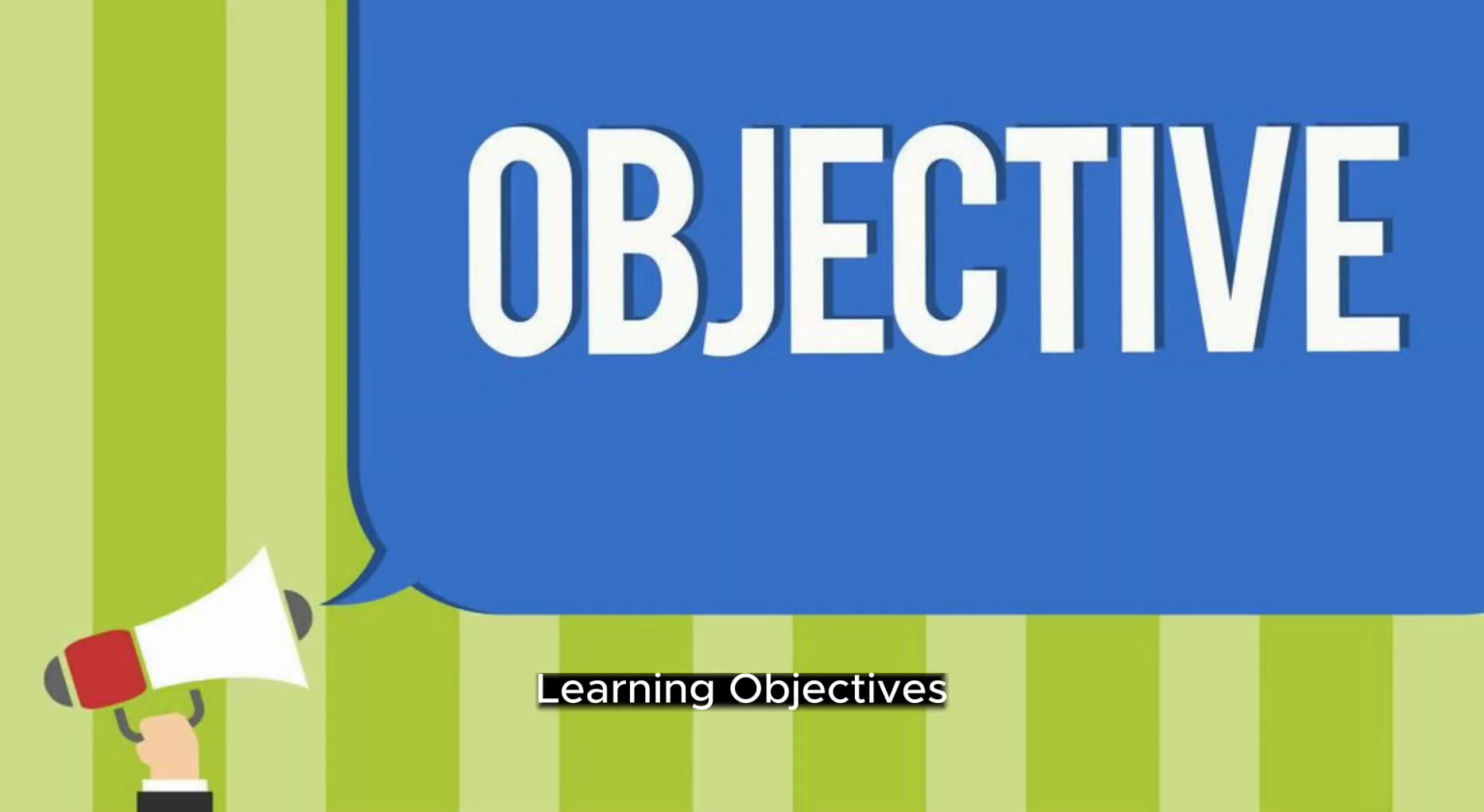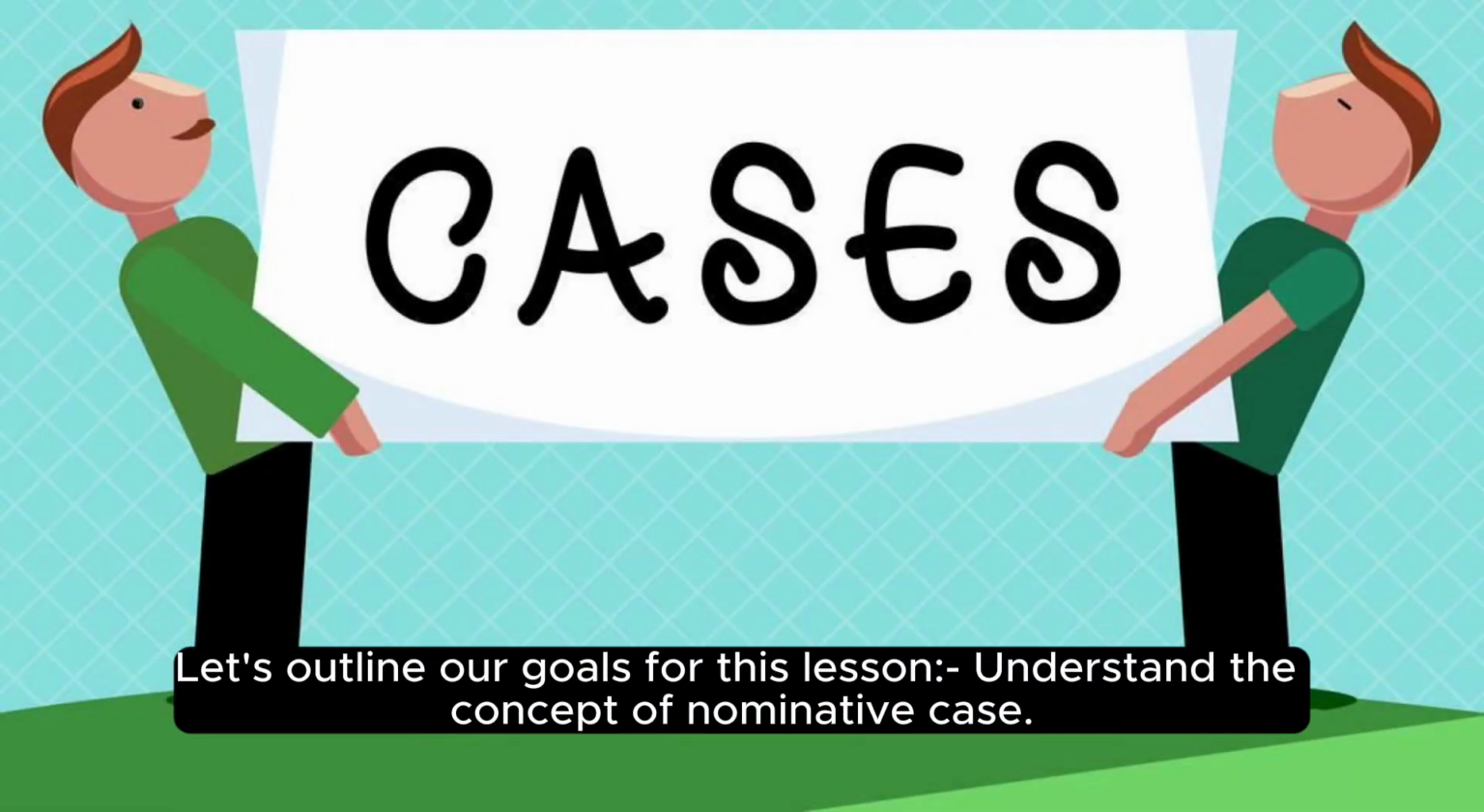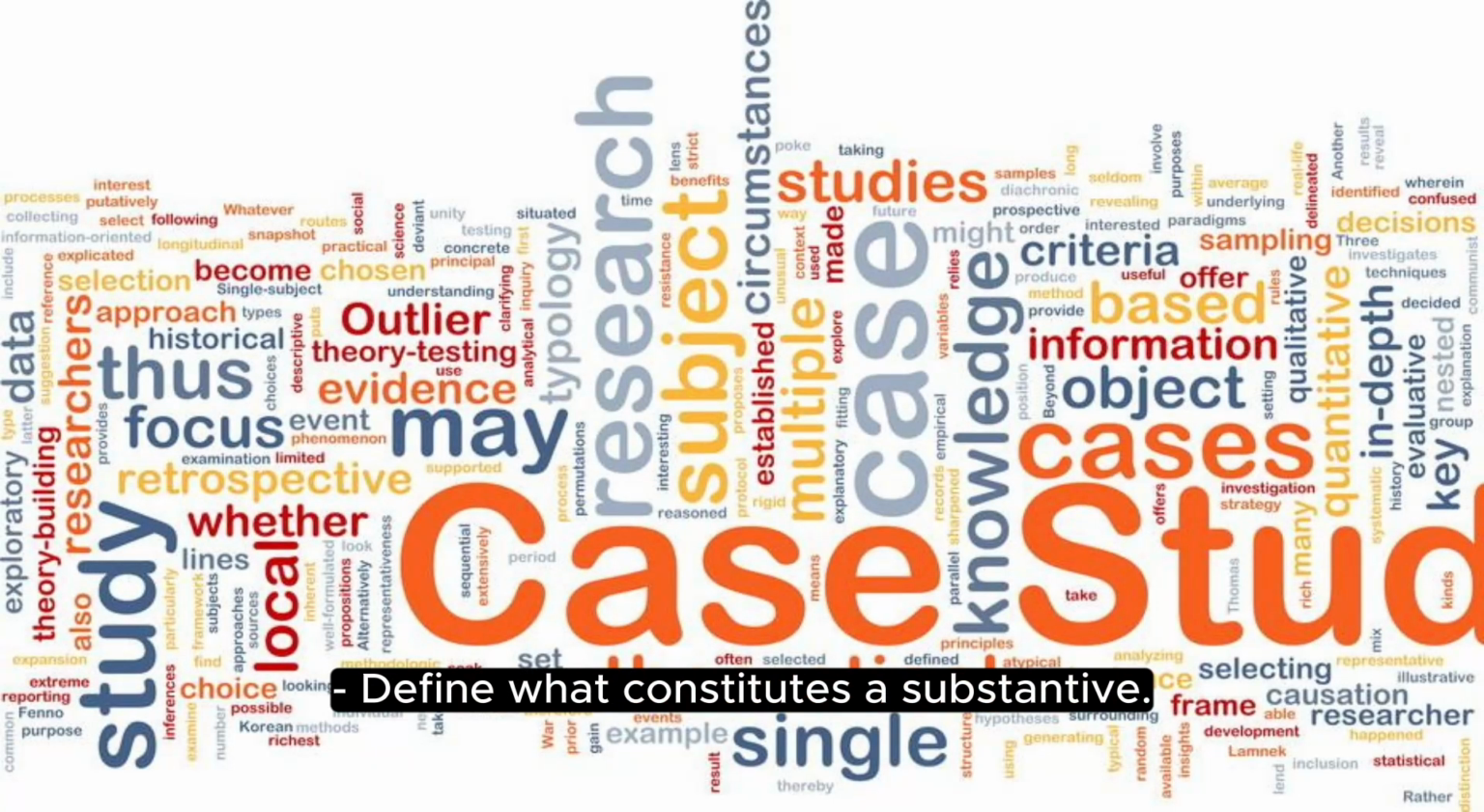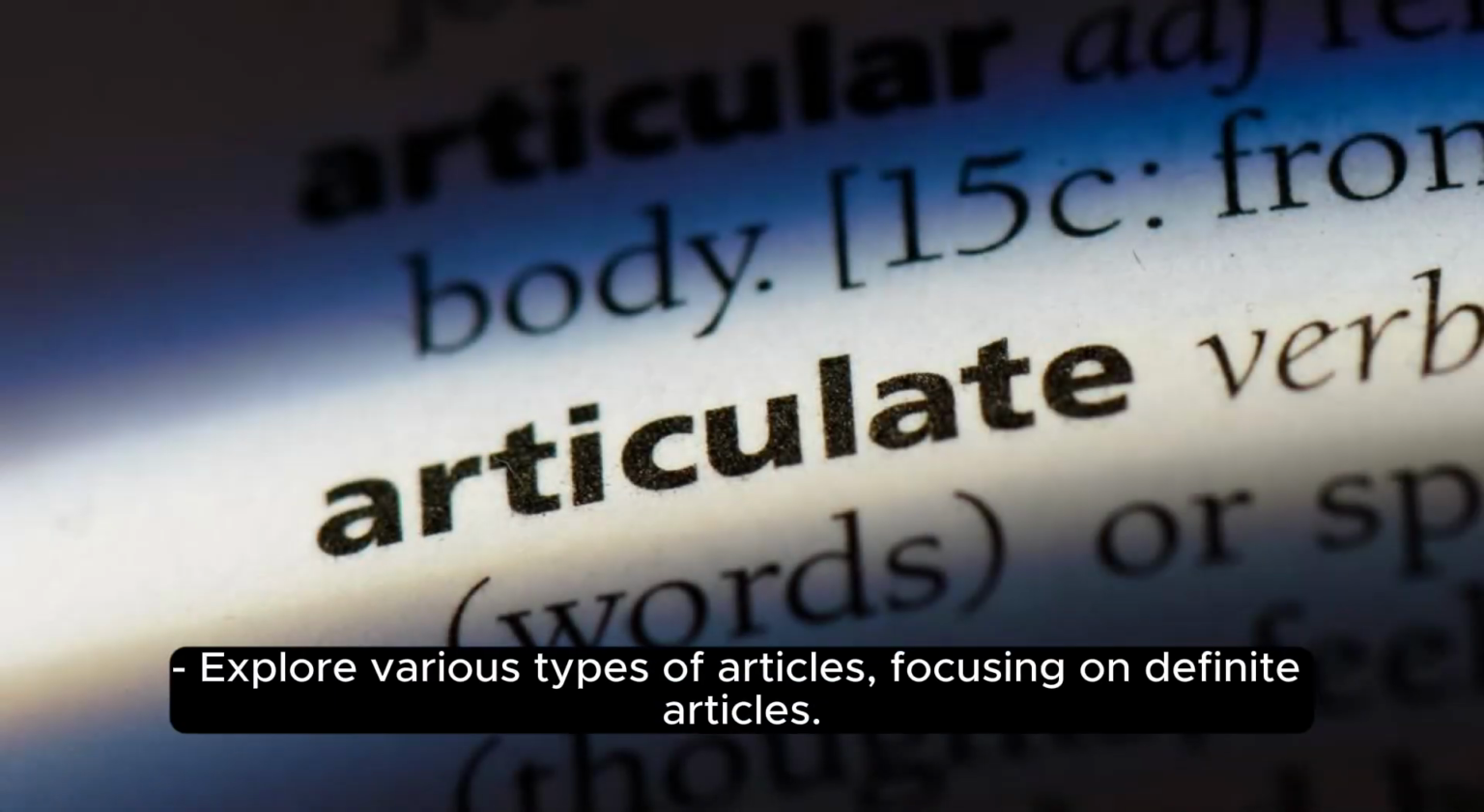Learning objectives. Let's outline our goals for this lesson. Understand the concept of nominative case. Define what constitutes a substantive. Explore various types of articles, focusing on definite articles.